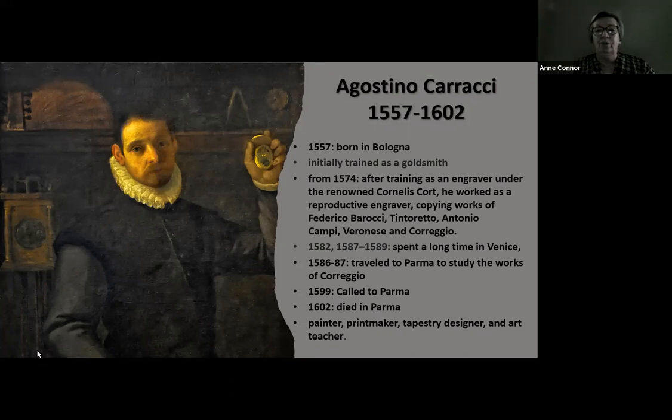He went to Venice partly to meet Cornelis Cort and see the city that was so beautiful. And so in 1582, and then from 1587 to 89, he stayed in Venice. He traveled to Parma to study the works of Correggio in 1586 and 87, and then was called back to Parma in 1599 to work there, but his health went downhill, unfortunately, and he died in Parma in 1602. He was a painter, printmaker, tapestry designer, and art teacher.